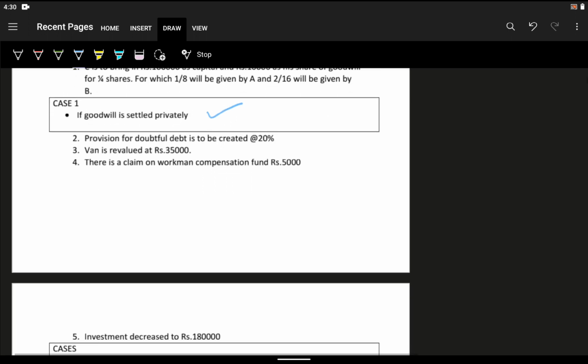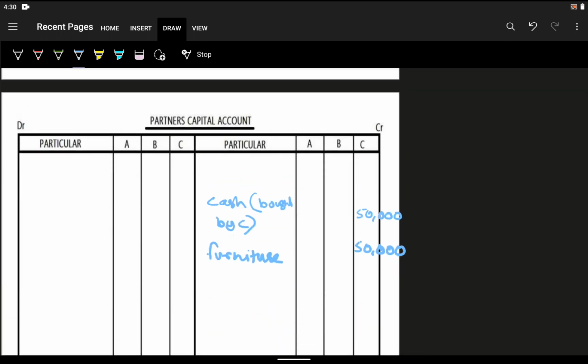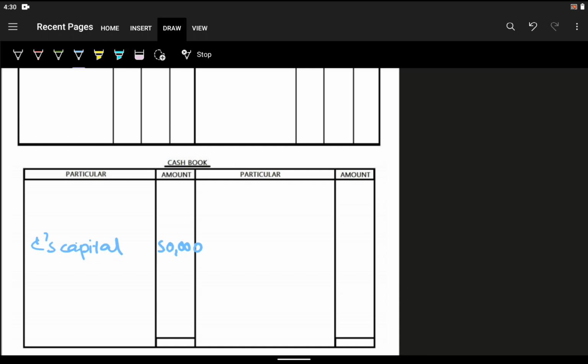Now we can convert this to our question itself. In our question, they are bringing the complete 1 lakh as capital, not 50,000. So we can write here 1 lakh, and in the cash account also, and in C's capital we can write 1 lakh, not 50,000.